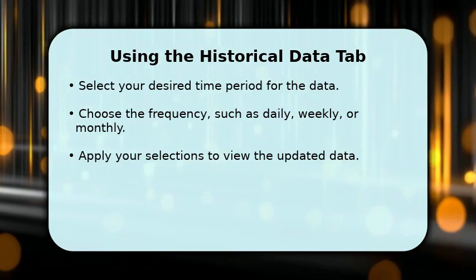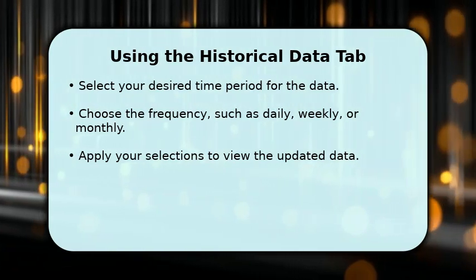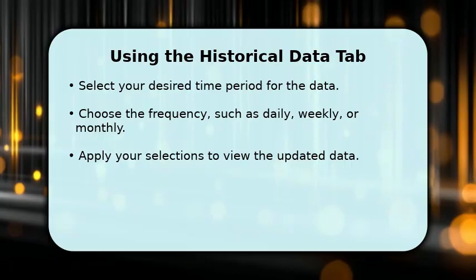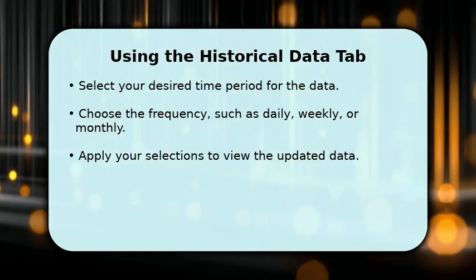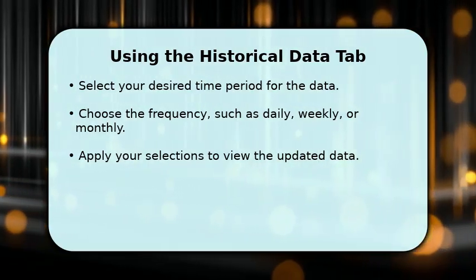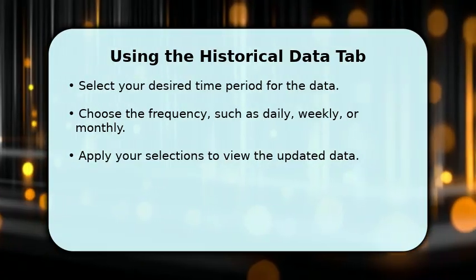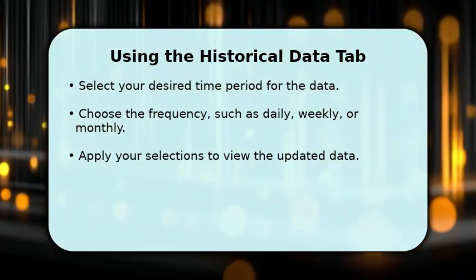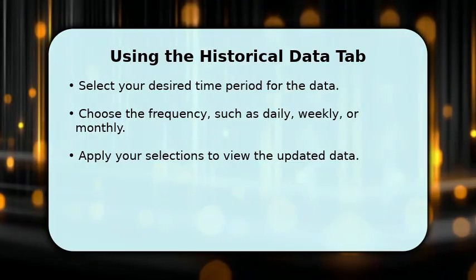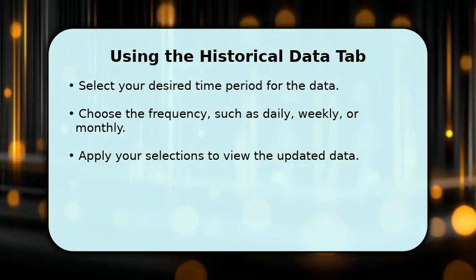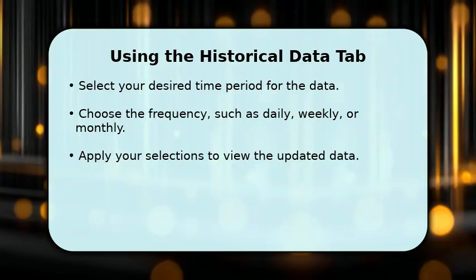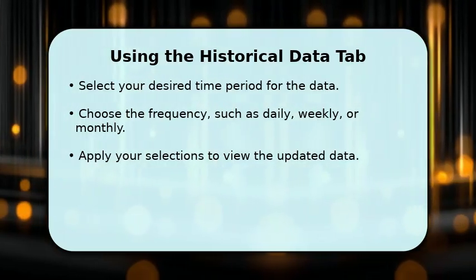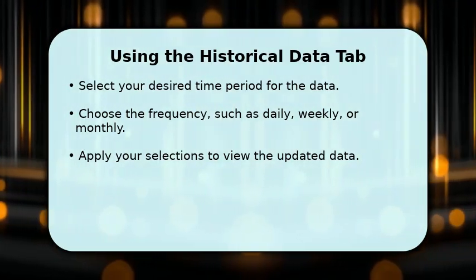After clicking the Historical Data tab, you'll see options to customize your data view. You can specify a date range, from a few days to several decades, using the Calendar tool. Next, select the frequency of the data, choosing between daily, weekly, or monthly intervals. Once your preferences are set, click Apply to refresh the table with your chosen historical information. This allows for tailored analysis.